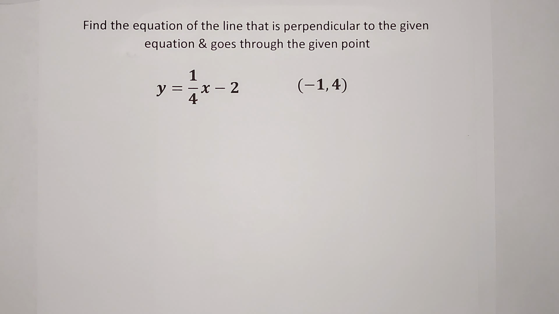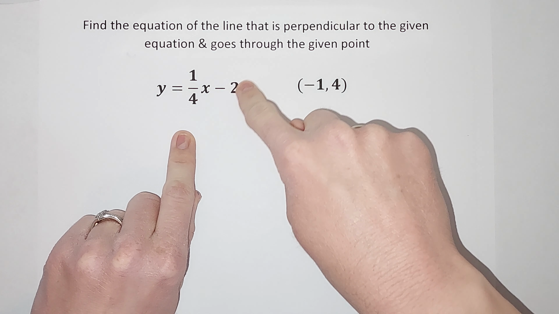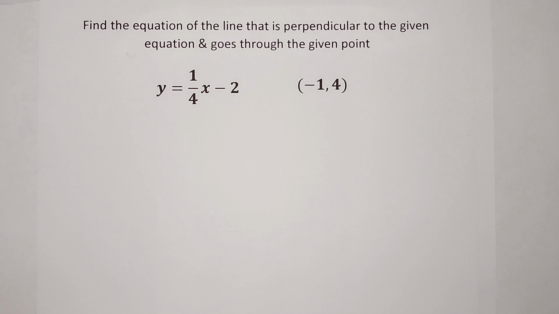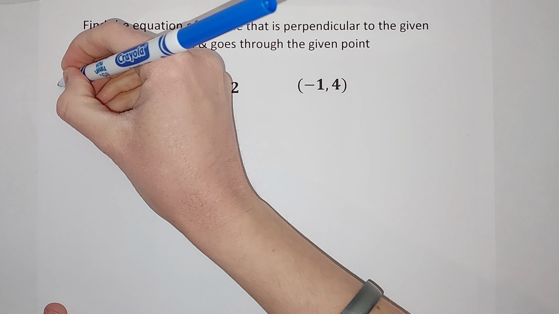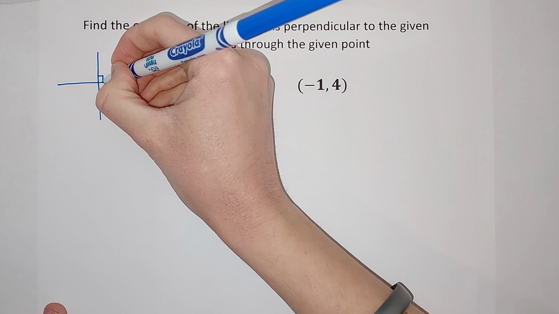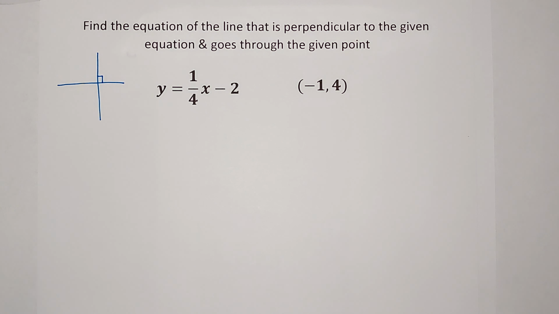Hey guys, we are being asked to find the equation of a line that is perpendicular to this one and goes through this point. Okay, so first of all, what does perpendicular mean? That means the lines cross each other and make a right angle. So pretend this is perfect. They look something like that. Of course it could be tilted or whatever, but they're going to make a right angle.